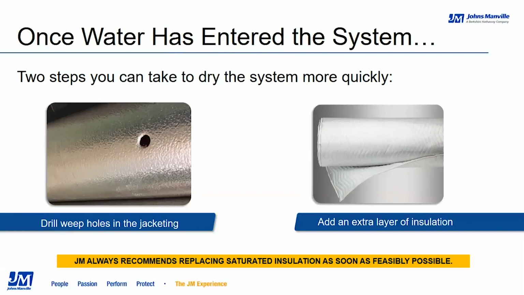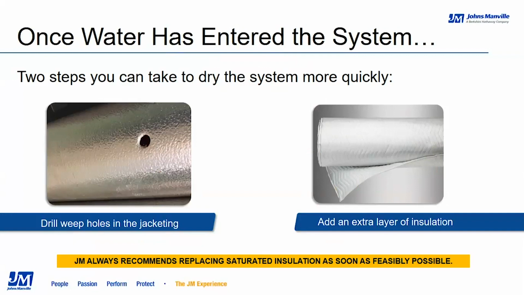The picture on the left is a weep hole drilled into jacketing. Now, a weep hole is simply a 1/2 inch to 3/4 inch hole that's been drilled into the jacketing, and it's on the bottom side of the pipe, and it allows water to escape once it's entered the system. The reason for this is that even though the insulation might be vapor permeable, and even hydrophobic insulations are vapor permeable, that allow the water to escape, the jacketing is not.